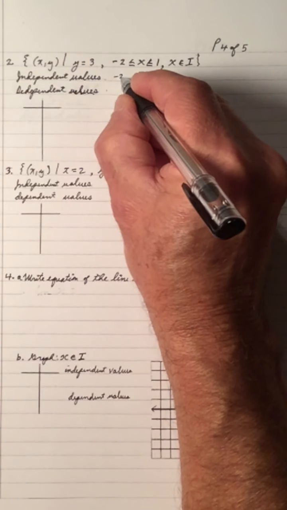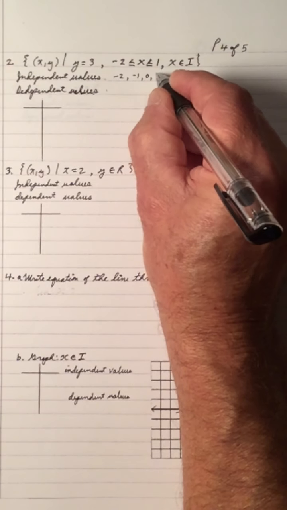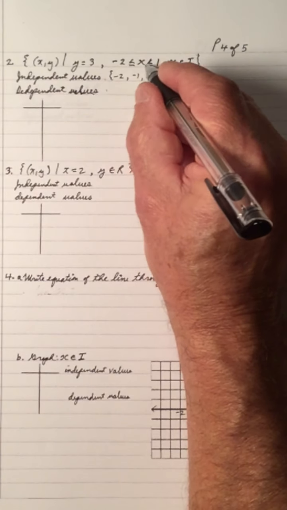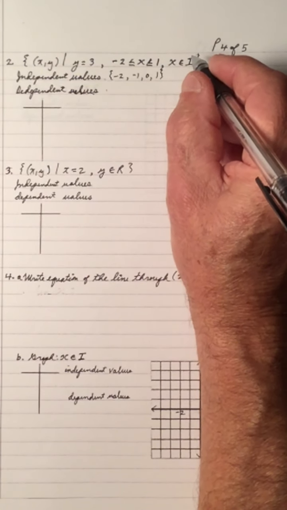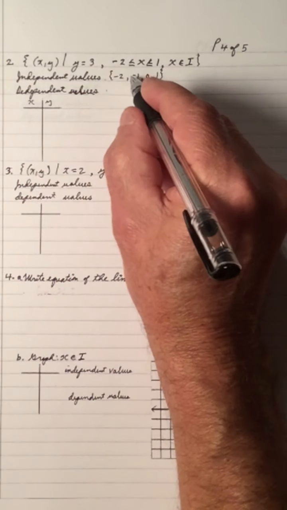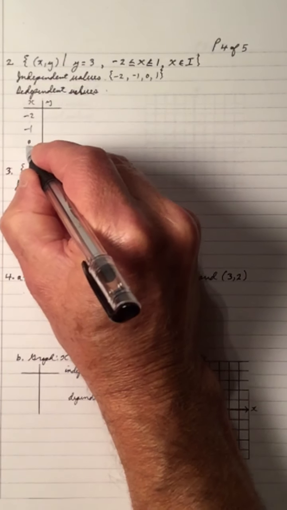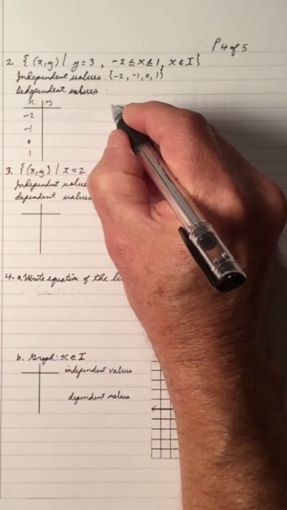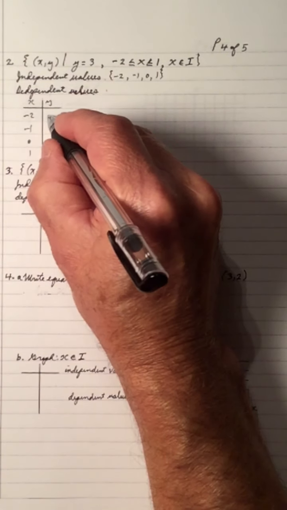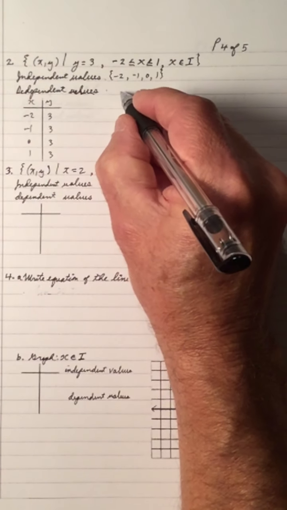So I have to use a -2. I have to use a -1. I have to use a 0. These are the only 4 integers that fit. And this is x and this is y. And I'm going to use these numbers here. And I have y equals 3. So y is 3 for every one of these x values.